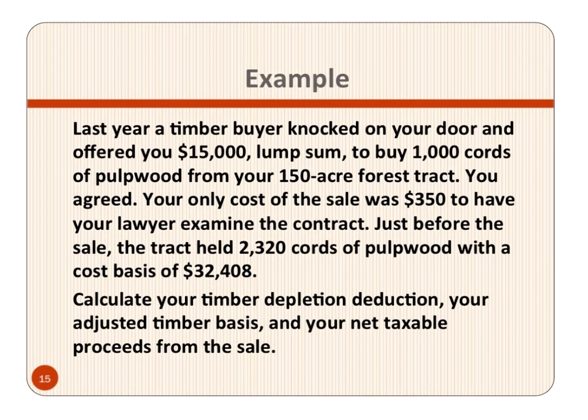So let's work through an example. Let's say that last year a timber buyer knocked on your door and offered you $15,000 lump sum to buy 1,000 cords of pulpwood from your 150-acre forest tract. You agree. Your only cost of the sale is $350 to have your lawyer check over the contract. Just before the sale, the entire tract had 2,320 cords of pulpwood, and your cost basis in that timber, which Linda talked about earlier, was $32,408. So let's calculate your timber depletion deduction, which helps you recover your investment in the timber, your adjusted timber basis, and your net taxable proceeds from the sale.